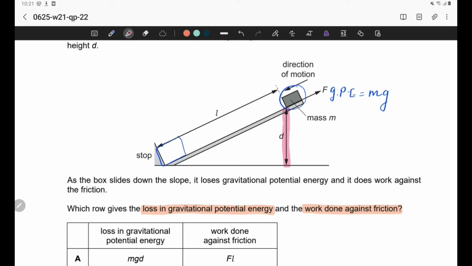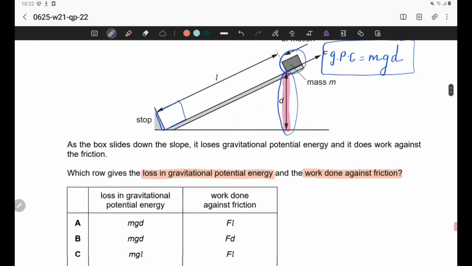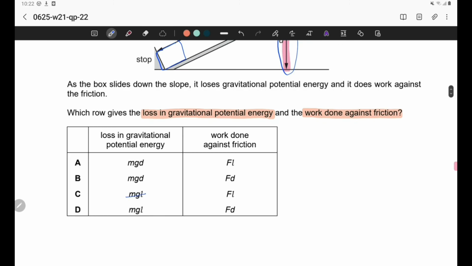Gravitational potential energy is the energy due to the height from the ground, not the length of the slope. Don't confuse it with this length. So mg, and we have to consider this distance d, the distance from the ground, which is given with the letter d. So this is the initial gravitational potential energy, and when the box reaches the ground, it will lose all its gravitational potential energy. So the loss in gravitational potential energy is mgd. Therefore it's not mgL. So options C and D are wrong.